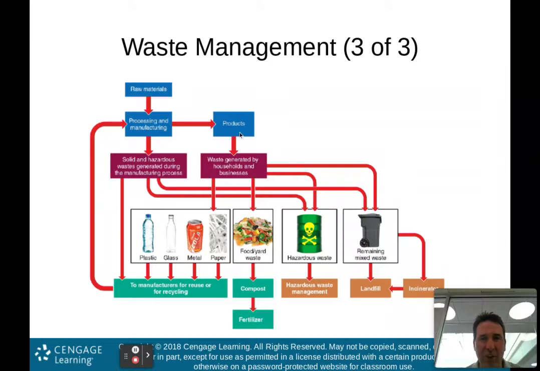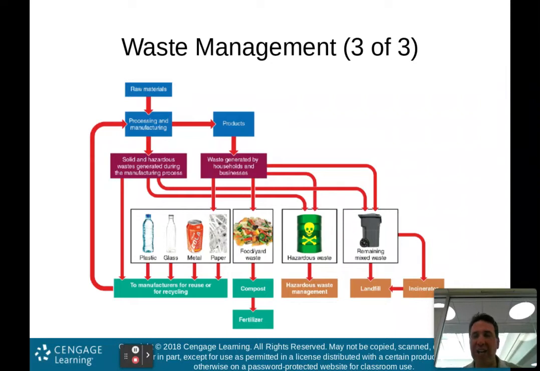Processing and manufacturing creates a product. Solid and hazardous waste generated during the manufacturing maybe can be put in a landfill or some kind of management here. The other waste generated by households and businesses, some plastic, glass, metal, paper, go back to the manufacturing for recycling and reusing. The food and yard waste can be composted into fertilizer. Okay, so again, it's integrated. It's not only dealing with it, but also trying to limit it by reusing or recycling.